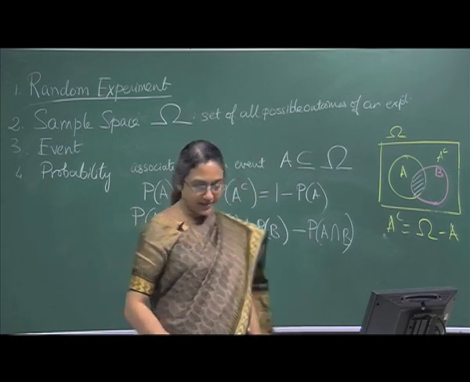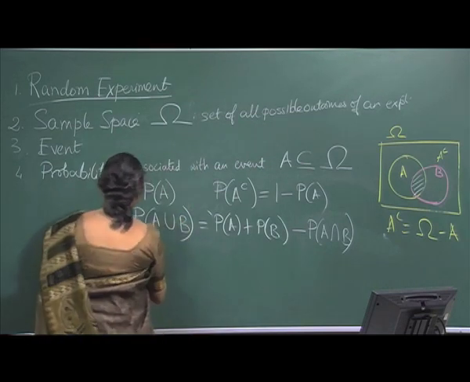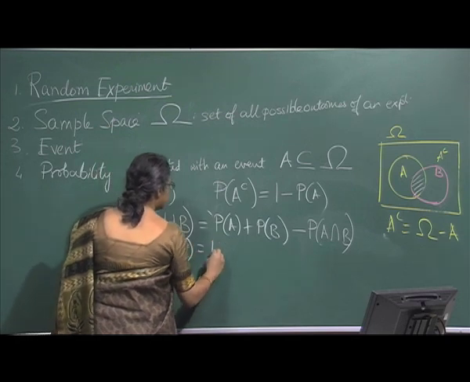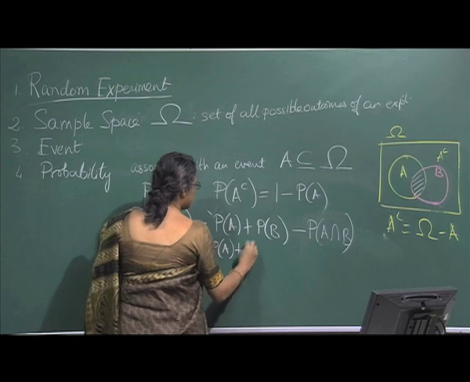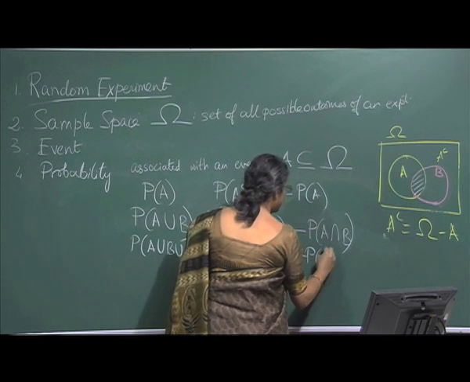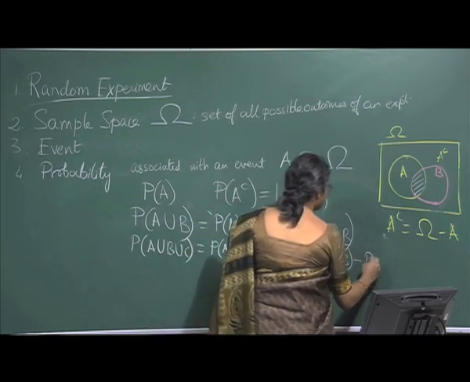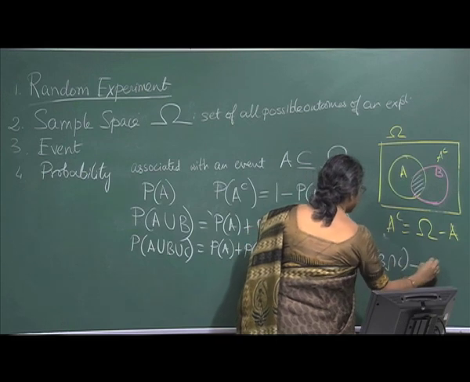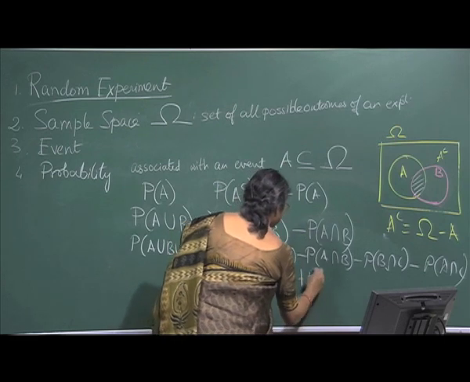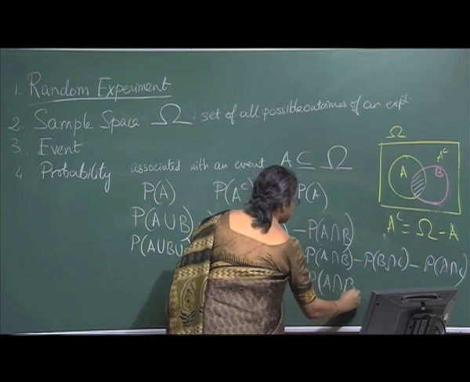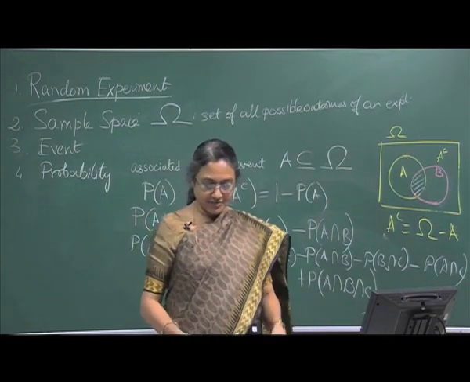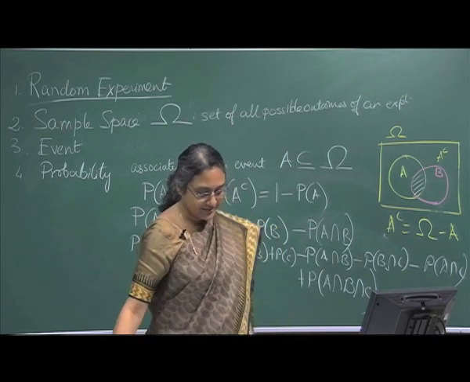I am assuming that all of you are familiar with basic set theory. Now, if you have three events A, B, C, similarly, you can figure out that this is equal to P(A) plus P(B) plus P(C) minus P(A intersection B) minus P(B intersection C) minus P(A intersection C) plus P(A intersection B intersection C). By drawing the Venn diagram of the three events, you can easily derive this.